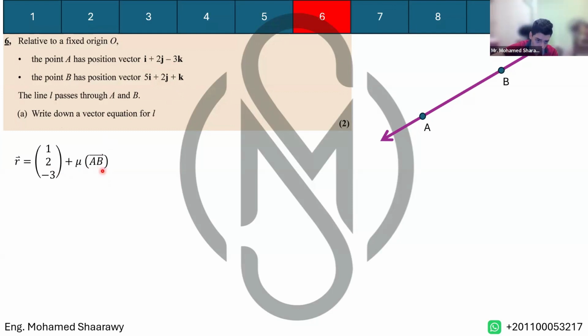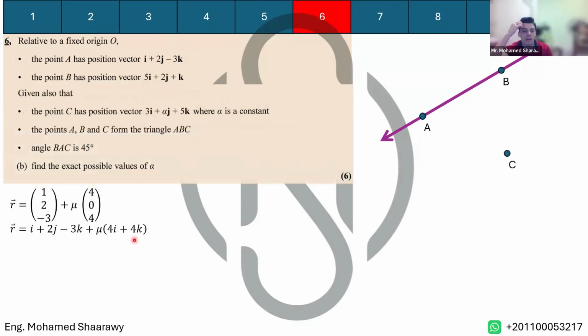All right, so vector AB is vector B minus vector A. Vector B minus vector A is 5 minus 1 in the I, 2 minus 2 in the J, 1 minus 3 in the K. So 5 minus 1 is 4, 2 minus 2 is 0, 1 minus 3 is negative 2. And this is my straight line equation. I would always start from A, always move in the direction of AB by some constant units. All right. And as I said, I must leave the answer in IJK since it's given in IJK.